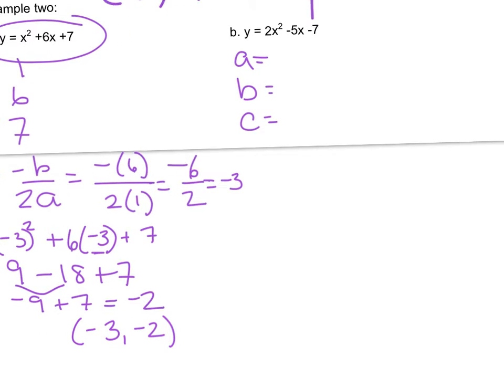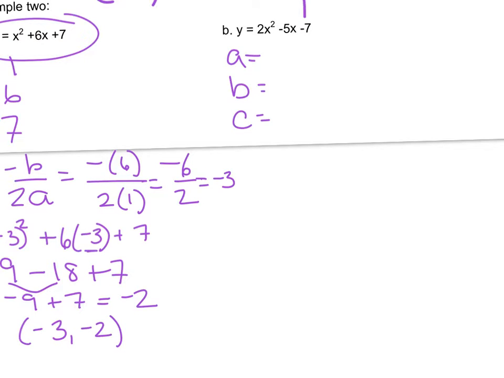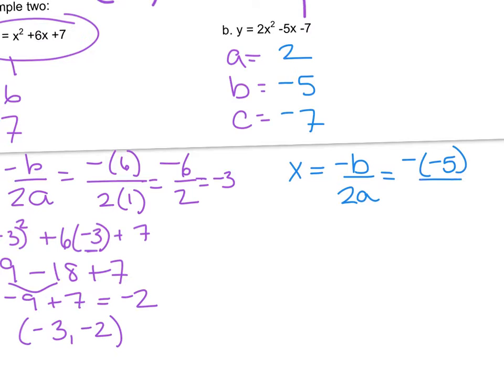Then if we look at our second example, again, we're going to figure out the values of A, which is 2, B is negative 5, and C is negative 7. Then we're going to figure out our x value. So we have negative b over 2a. I'm going to plug in negative 5 for b, and then the bottom of my fraction is going to end up being 2 times 2. Okay. So now I have 5 over 4. If I reduce that down, that is just 1.25.